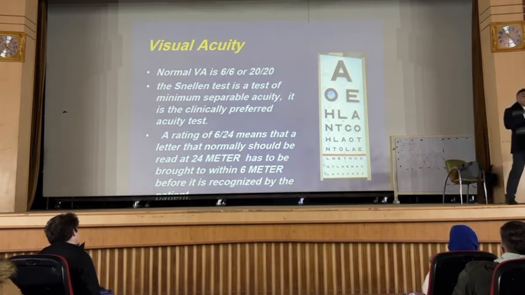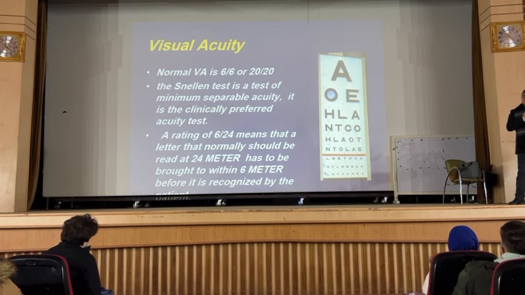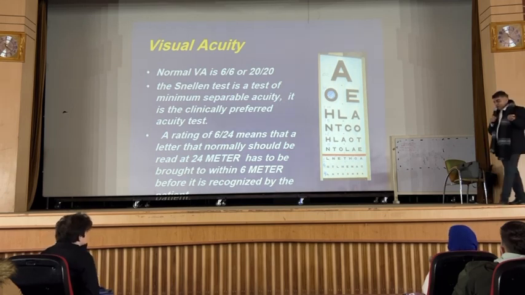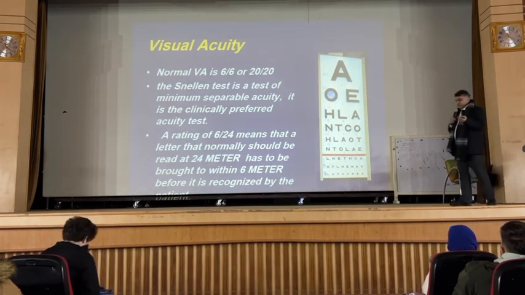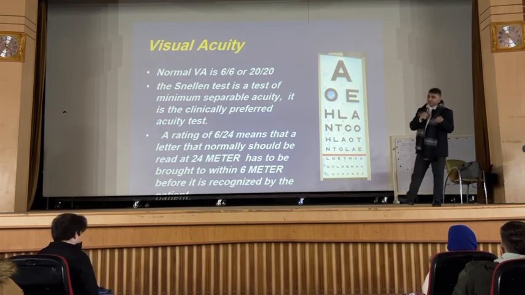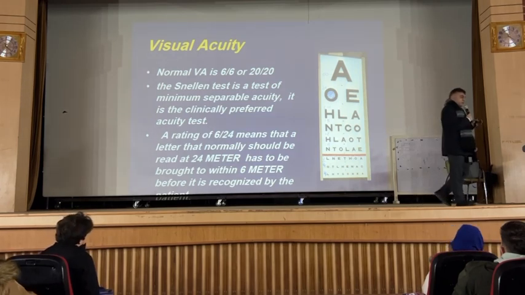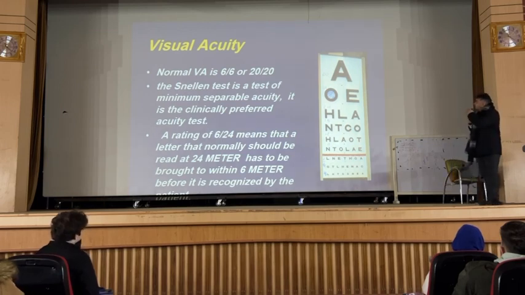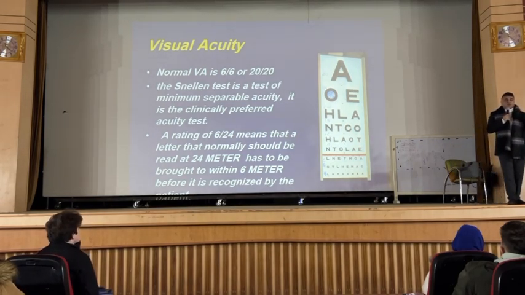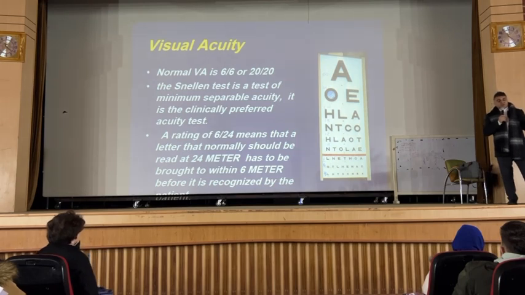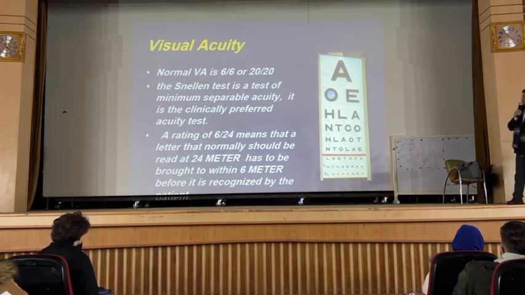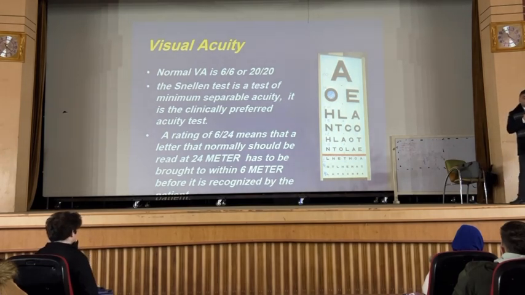Other than optical correction, we can do refractive surgery. Refractive surgery may be on the cornea, on the lens, or an implantation, to bring the visual acuity to 6/6. If there is still a problem, this is not normal.